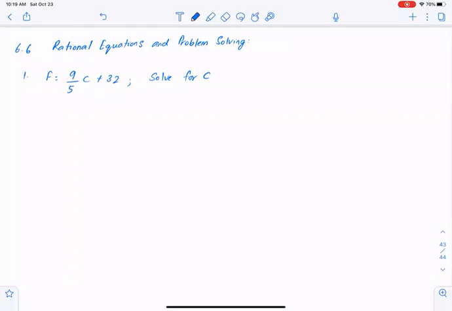So if we want to solve for C, the first step is to subtract 32 on both sides, or move that 32 to the other side. And positive 32 would become negative 32. Multiply by 5/9 on both sides. Five over 9 and 9/5 will get cancelled. So the expression for C is 5/9 times F minus 32.